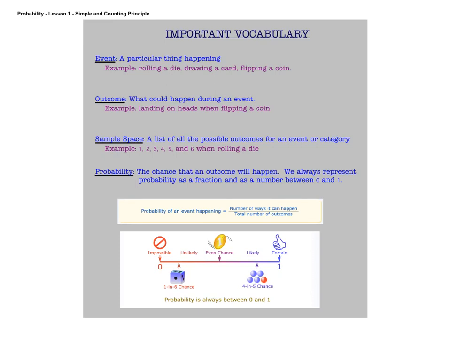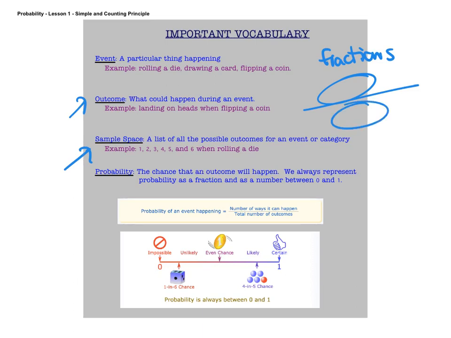So everything on this vocabulary page, you won't ever have to be able to match vocabulary. It's just when I use these words during the lesson, you'll understand what they are. The event is what's happening, so like rolling a die or flipping a coin. The outcome, if we're dealing with fractions for probability, is on the top of the fraction, and the sample space is the bottom of the fraction. And that gives you a probability.